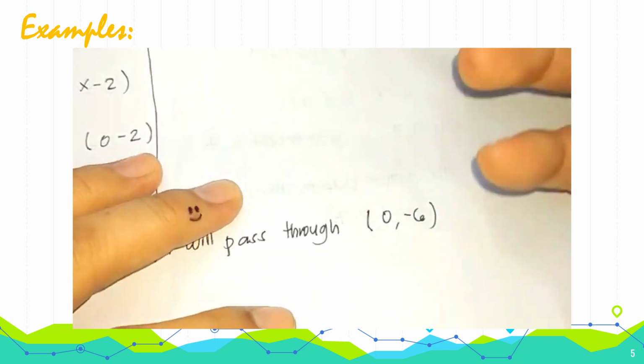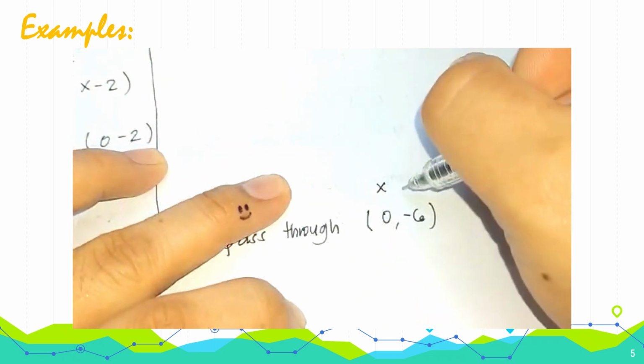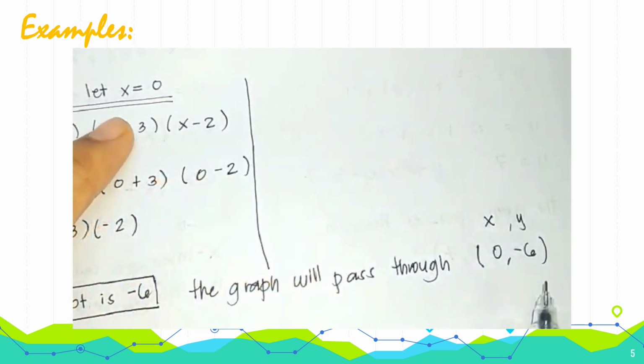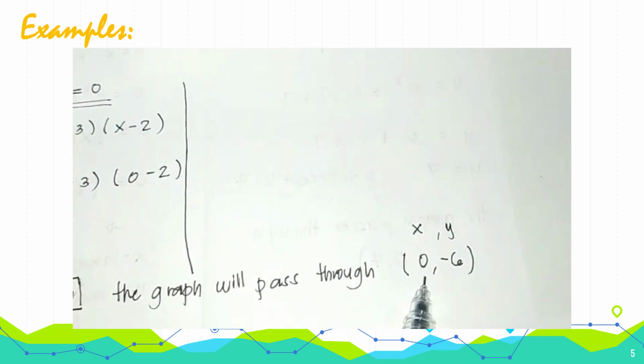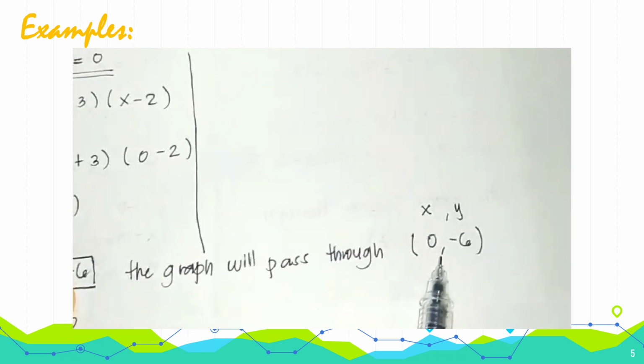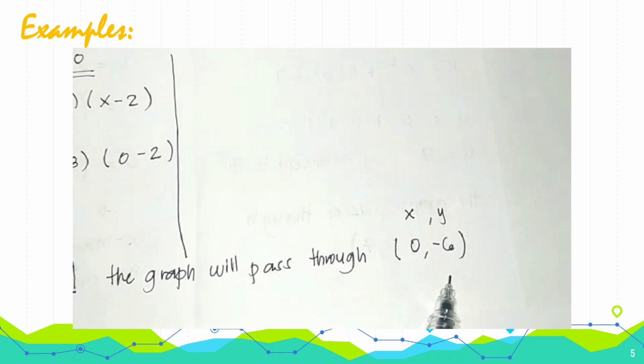In graphing, this is the x element and this is our y element. Since we let x be 0, we write it here, x is 0, and our y, when x is 0, y is negative 6. So we have the ordered pair 0, negative 6.